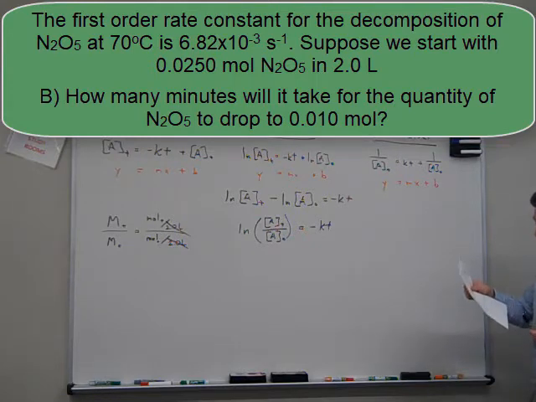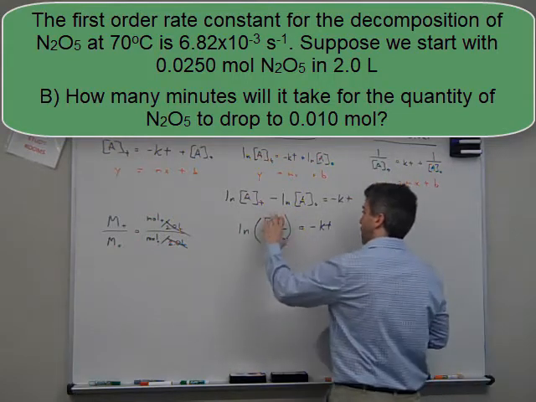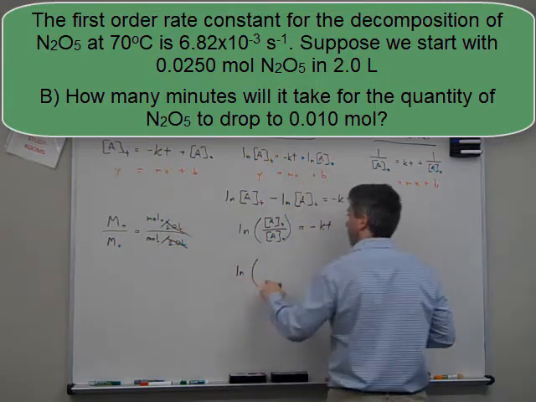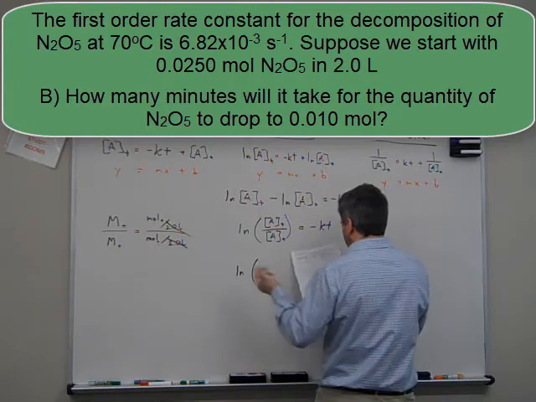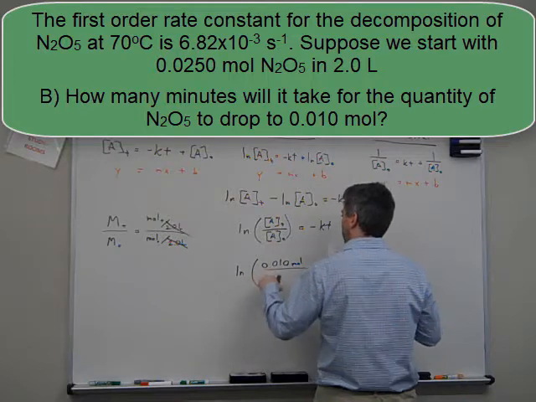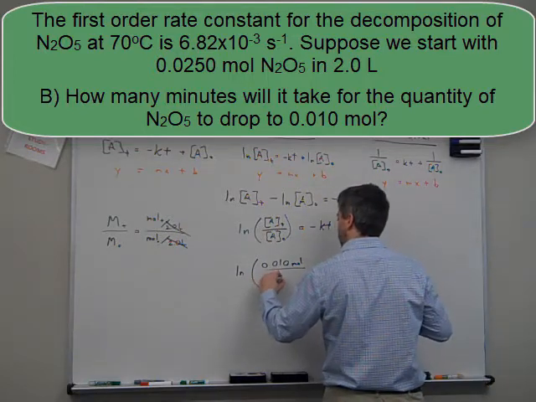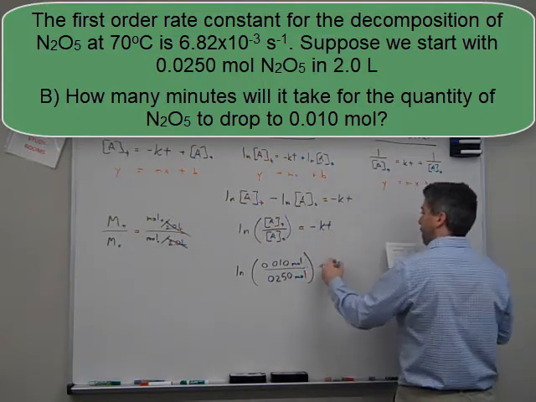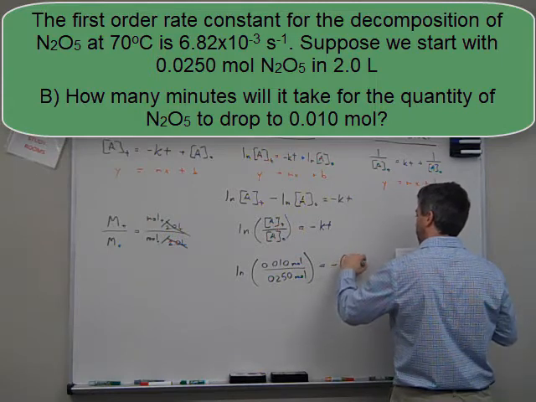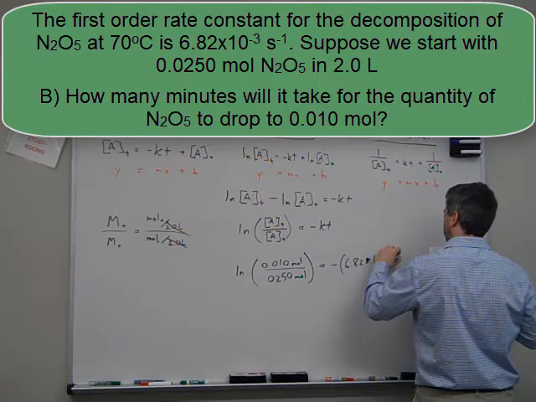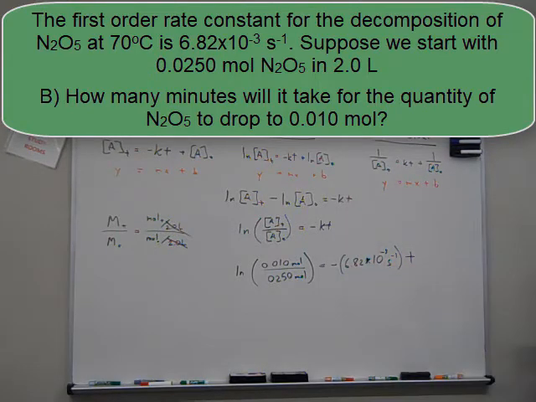It wants to know how long it will take N2O5 to drop to 0.010 moles. So I'm going to actually use the mole ratio instead of the molarity ratio. And so this will be ln of A at time t, which is the amount 0.010 moles. That's the final amount. And divided by the initial amount, which was 0.0250 moles. And that's equal to negative k, which I know is 6.82 times 10 to the negative third seconds to the negative 1, times t.